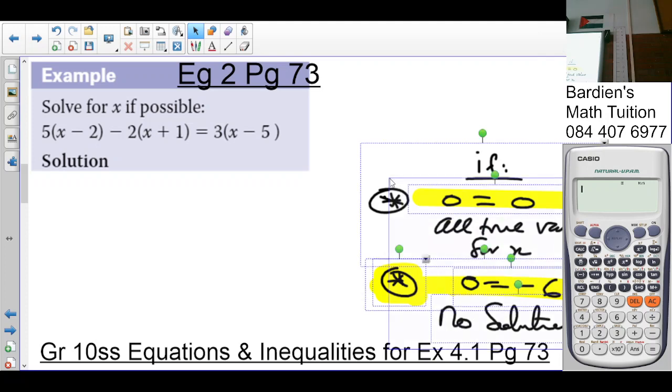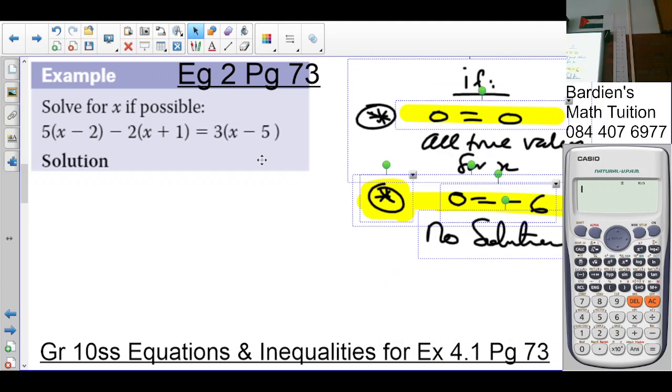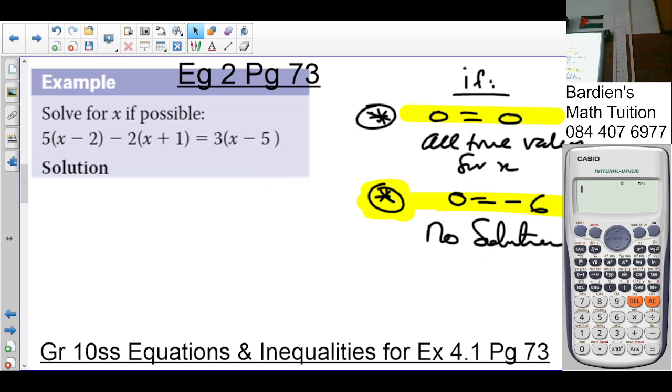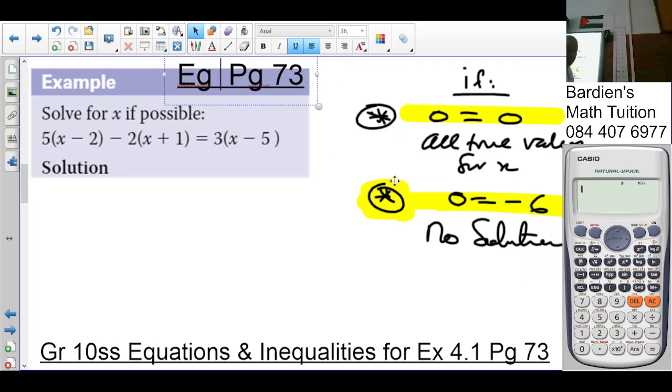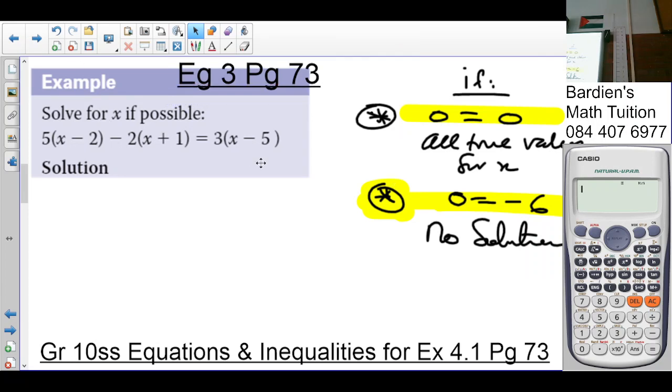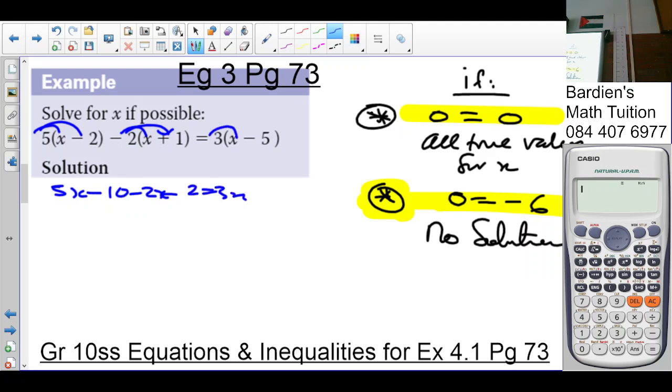Right, so let's go here quickly. Remember that note? So where do we start, people? This is example 3 on page 73. What do we do first? Get rid of the brackets. The brackets, yes. So let's go with it. That's going to give us 5x minus 10 minus 2x minus 2 equals 3x minus 15.